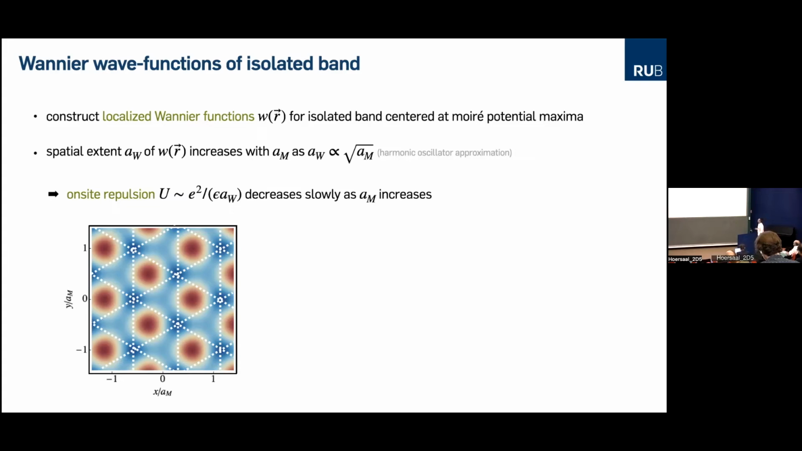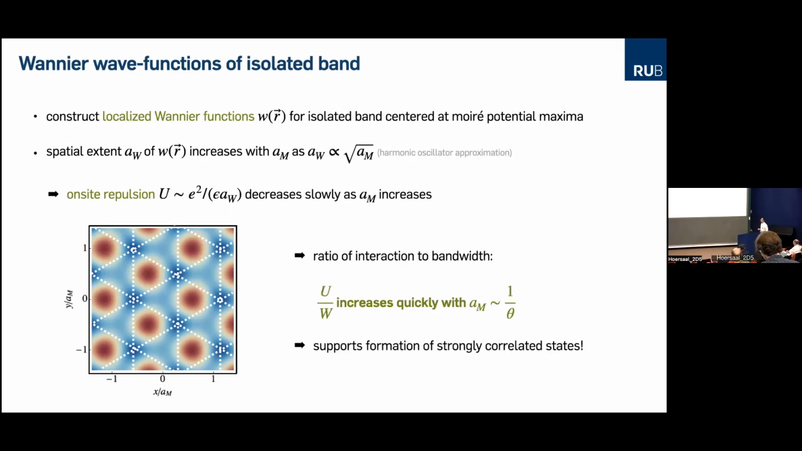And since this has a particular scaling with the Moiré lattice constant, we know that once we increase the Moiré lattice constant, the on-site repulsion only decreases very slowly, in contrast to the exponential decrease of the hopping parameters. So that means effectively that by tuning the Moiré lattice constant, we have a quick increase of the ratio of the interaction energy compared to the kinetic energy. And that, of course, supports the formation of strongly correlated states.